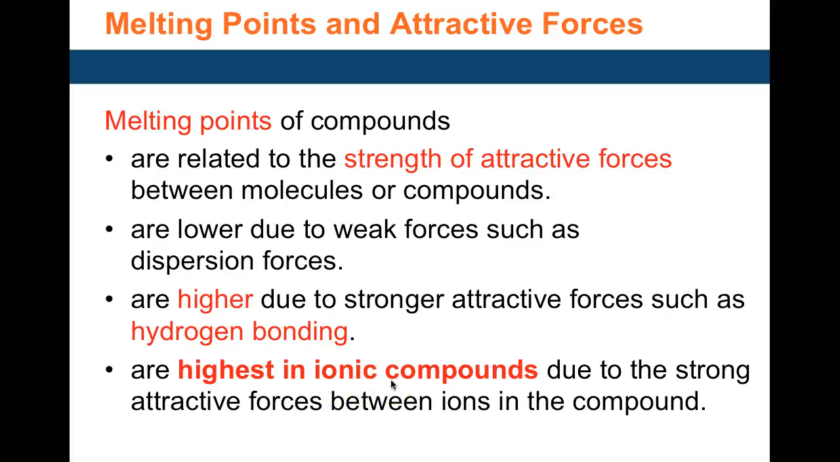Even table salt, just to melt one grain of salt, would require a temperature of 801 degrees centigrade. So they have high melting points. And also molecules that have hydrogen bonding, because hydrogen bonding is also very strong, would have high melting points as well.